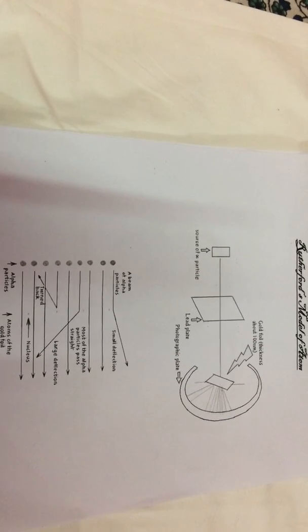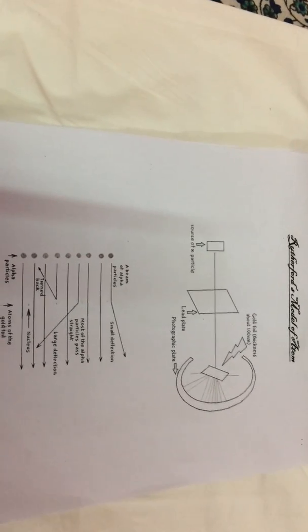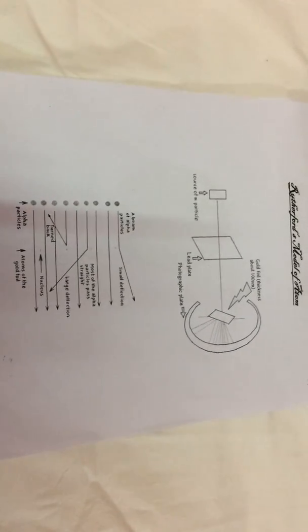Drawbacks of Rutherford's model. According to Maxwell, accelerated charged particles emit electromagnetic radiations. Electron is a charged body and hence emits radiations. Ultimately, the electron would collapse into the nucleus. So, Rutherford's model was not in accordance with Maxwell's theory and could not explain the stability of an atom.